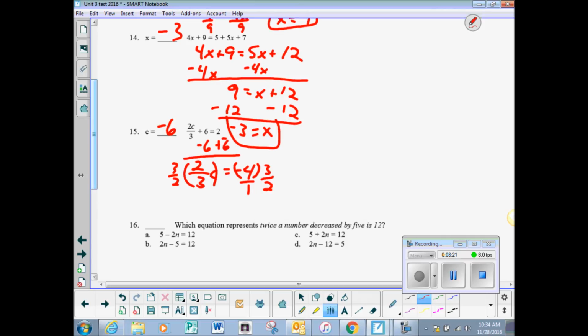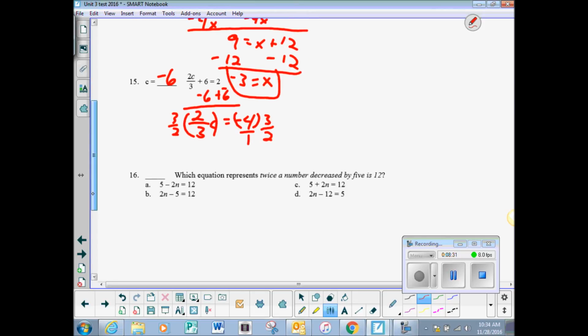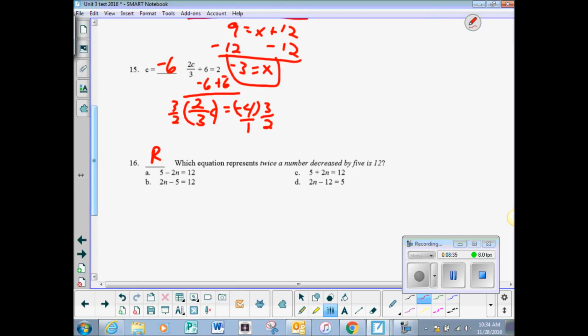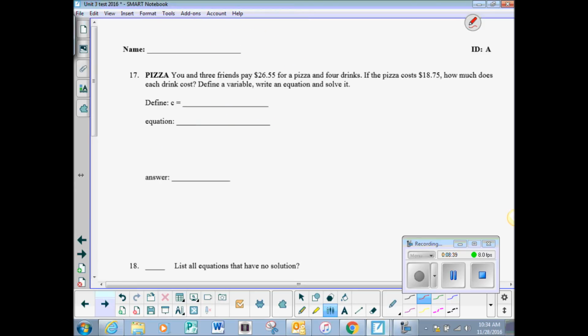Check it. 2 times negative 6 is negative 12. Divided by 3 is negative 4. Negative 4 plus 6 is 2. Which equation represents twice the number decreased by 5 is 12? B. I think most of you got that.